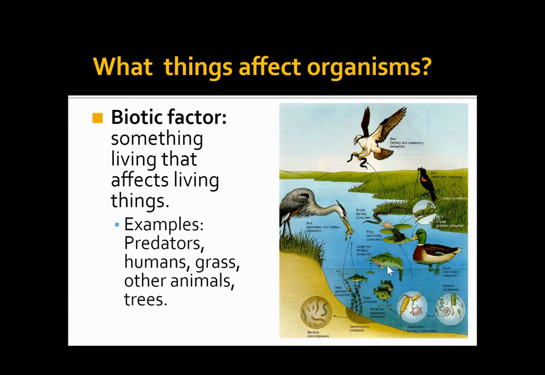I'm not sure if this is a catfish or what. We've got a red-shouldered bird here. I can't remember the actual name for it. A heron, and then of course trees, grass, lily pads, all sorts of biotic factors here.